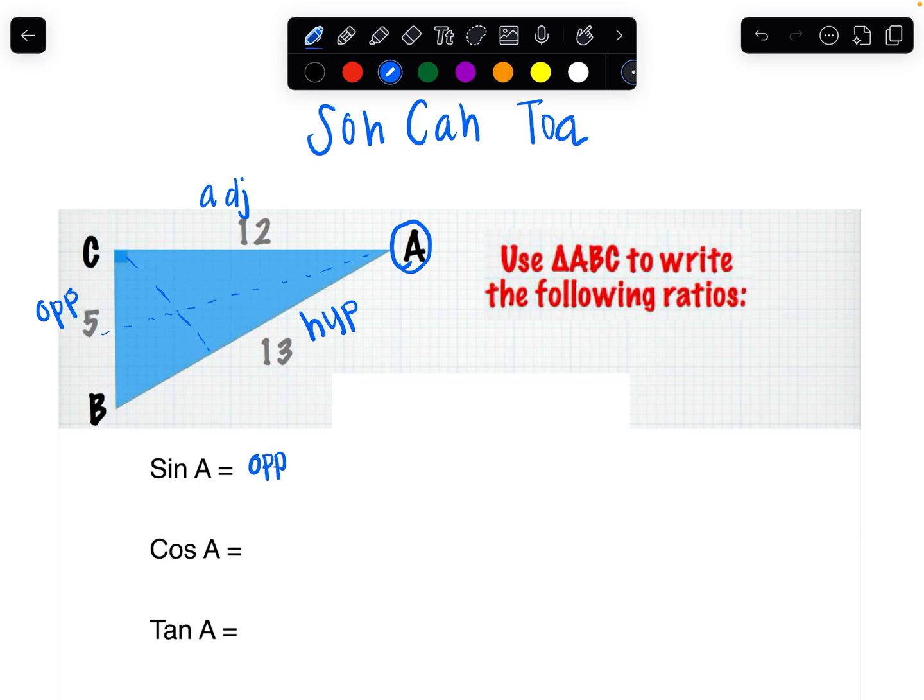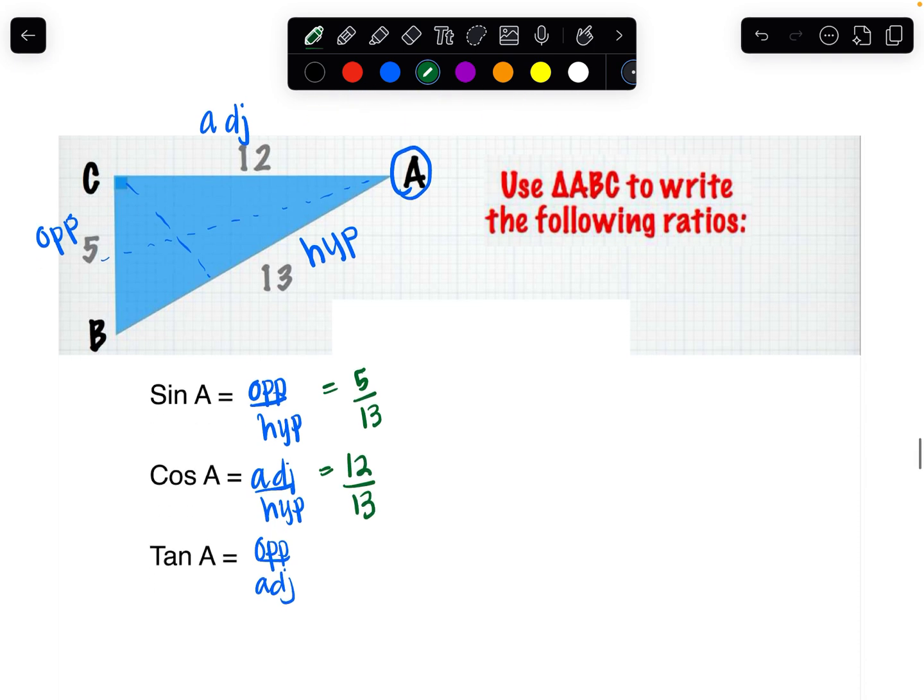So sine we know is opposite over hypotenuse, cosine is adjacent over hypotenuse, and tangent is opposite over adjacent. So plugging in what we know here, I'm going to put in 5 for the opposite, 12 for the adjacent, and 13 for the hypotenuse. So this would be 5 over 13, which cannot be simplified. Cosine is adjacent, which is 12, over hypotenuse, which is 13. That can't be simplified. And then tangent is opposite, which is 5, over adjacent, which is 12. And that also cannot be simplified.